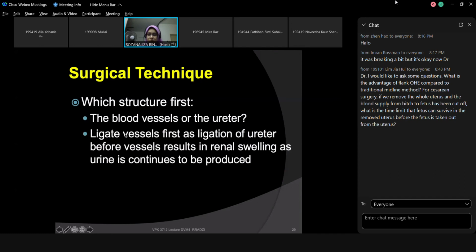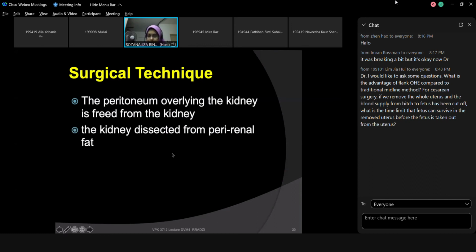So you want to ligate the vessel first, as ligation of the ureter before the vessel results in renal swelling, as urine continues to be produced but cannot flow out. So you want to ligate the vessel first, okay? Because the kidney is not a structure like your intestine or your liver, floating in the abdomen. It is actually a structure secured behind the peritoneum.